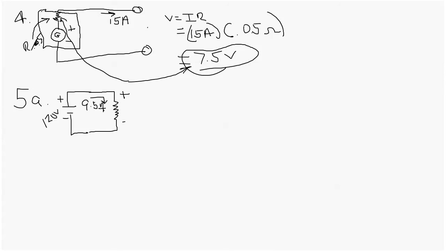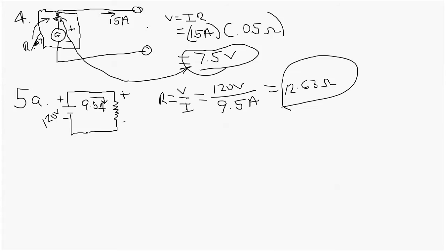Well, solving for resistance. Resistance equals voltage divided by current. I have a 120 volt source. I've got 9.5 amps. So 120 volts divided by 9.5 says I've got a resistance of 12.63 ohms. So that's what the resistance of that heater would be.